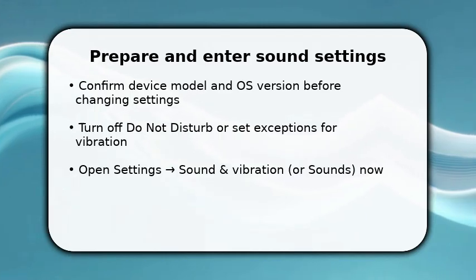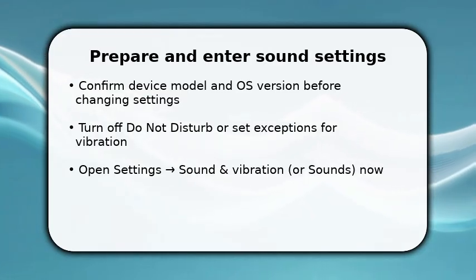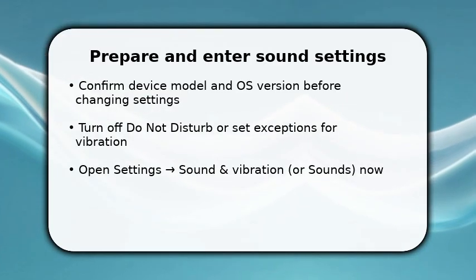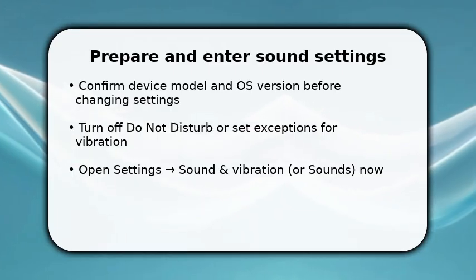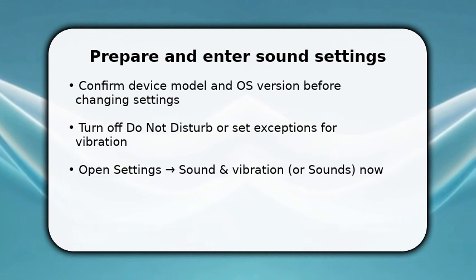Look for a Vibrate on Silent or Vibrate for Calls toggle. Enable it immediately. If you see separate toggles for incoming calls and notifications, turn both on. This first step ensures the system accepts vibration while the phone remains silent.